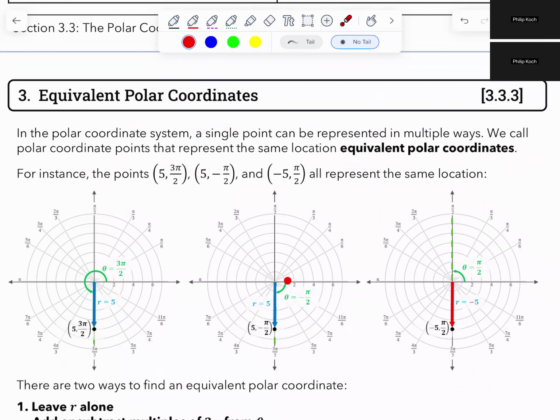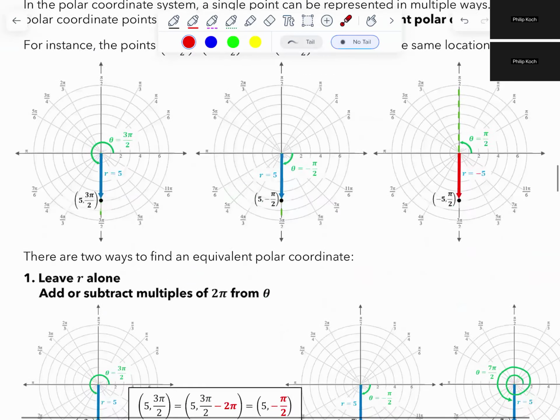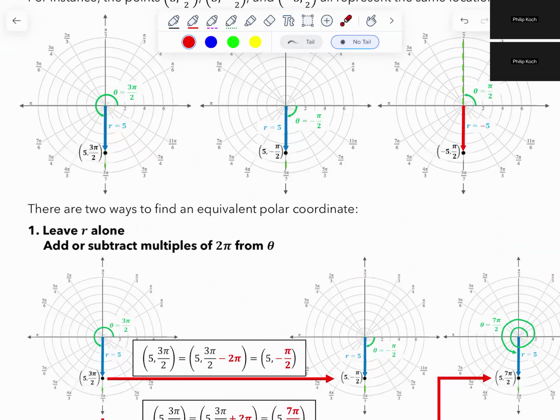But I could also go negative pi over 2 and get the same point. But I could also make my r value positive and go to pi over 2 and then go back 5 and get the same point. That's 3 of them, but there are infinitely many, because any of those ones now I could just add 2 pi or subtract 2 pi and get more and more of the same points. So there are 2 ways that I was just suggesting. You could either leave r alone, keep the r value the same, and then just keep adding 2 pi's.